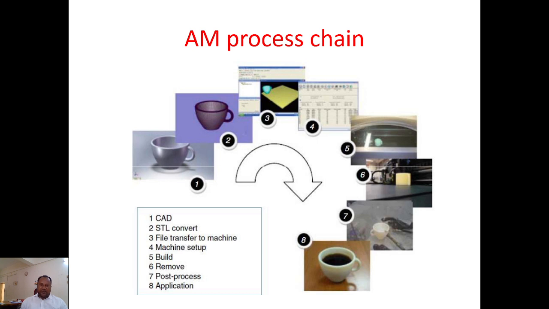Next is the conversion to STL. AM machines accept the STL format, which is the de facto standard. Every CAD system can output this file format. This file describes the externally closed surfaces of your original CAD model and is the basis for the calculation of slices. That means we need slice-wise transformation in the process. Next is transfer to the additive manufacturing machine and STL file manipulation.